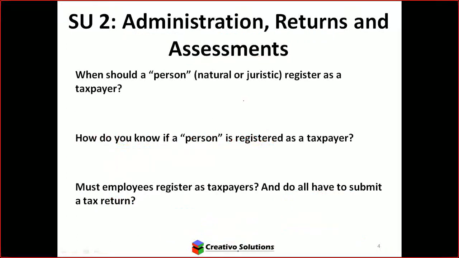A few other questions to consider. When should a person, natural or juristic, it doesn't matter what type of person you are, register as a taxpayer? When do you think we should register?